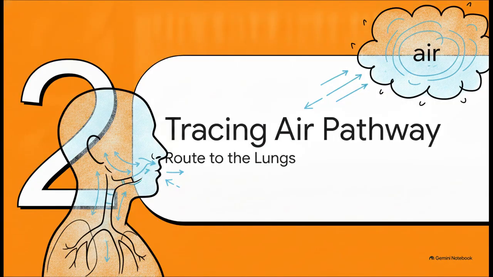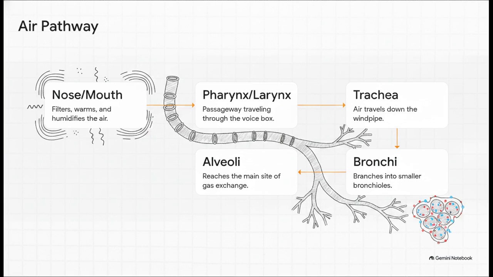Moving right along to Section 2, Tracing the Air Pathway. Let's build a mental map of how this actually works by tracing a single breath chronologically through 5 major steps. First up, air enters through the nose or mouth. And remember, your nose is actively filtering, warming, and humidifying that air. Second, the air moves down the pharynx and passes right through the larynx, your voice box.